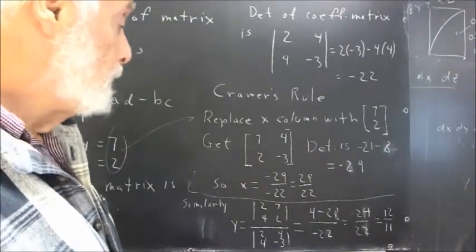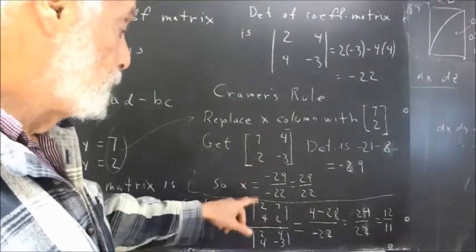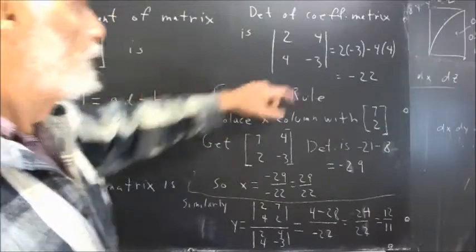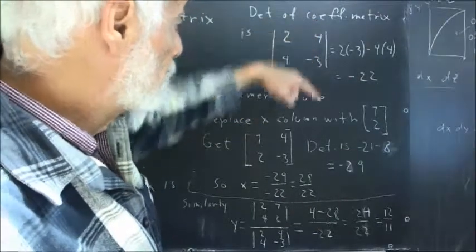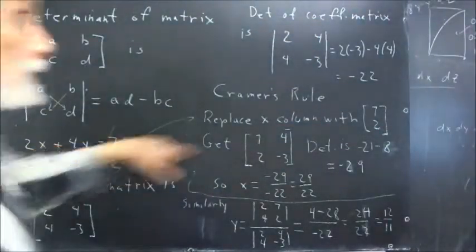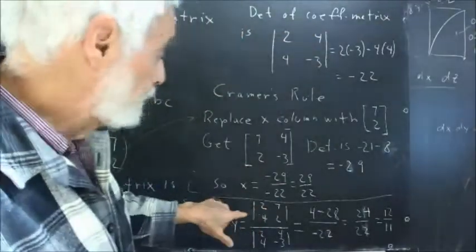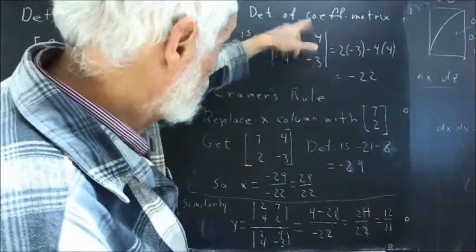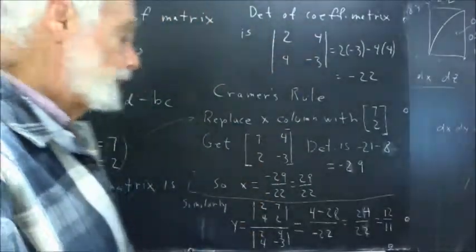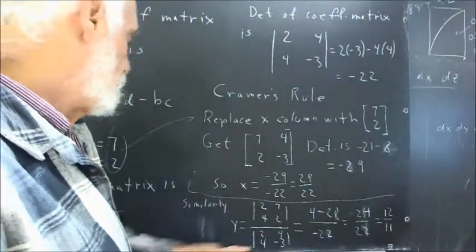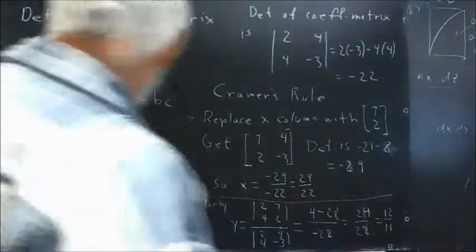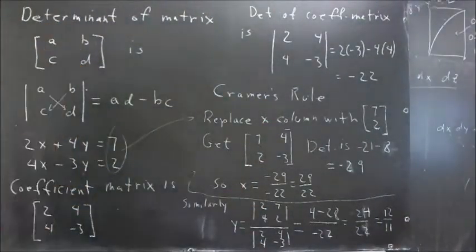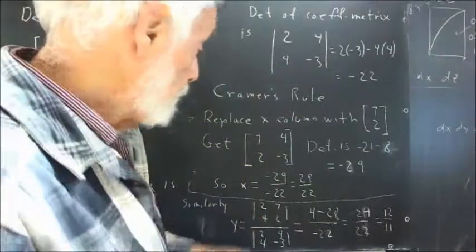Y is going to be the determinant that we get if we replace the y column of the coefficient matrix with these numbers 7, 2. And that's going to give us this matrix. The 2, 4 stays there. The 4, negative 3 being the y coefficients is replaced by 7, 2. And the denominator is still the same. The denominator is always going to be just the coefficient matrix. So right there is our determinant.